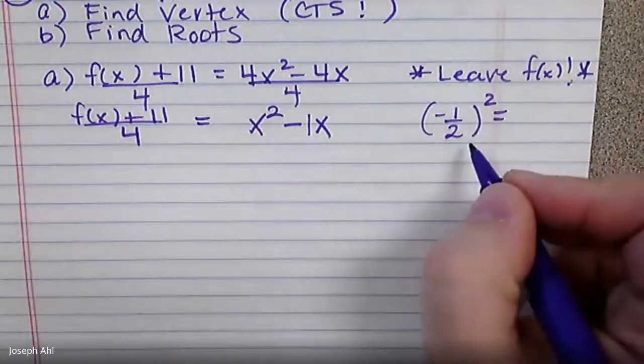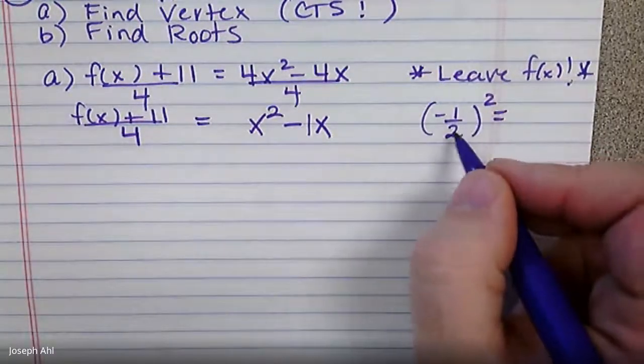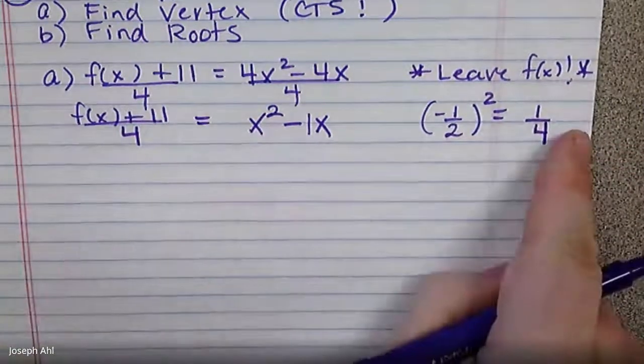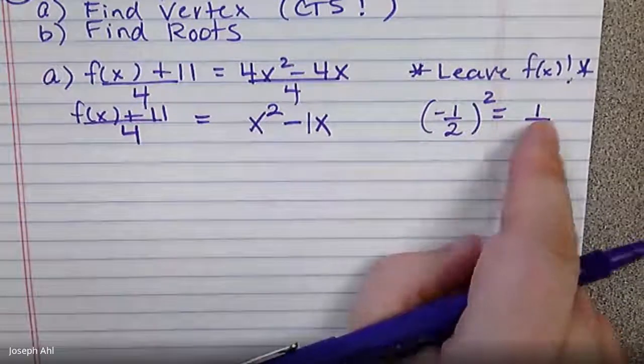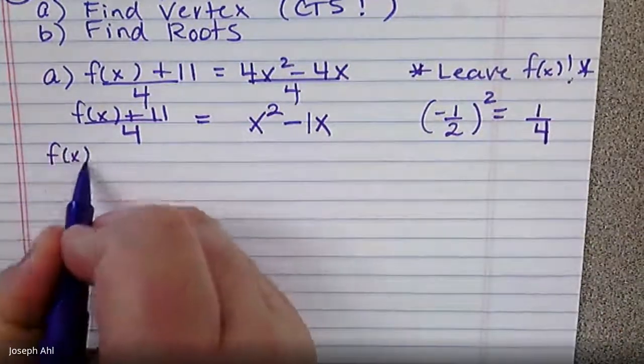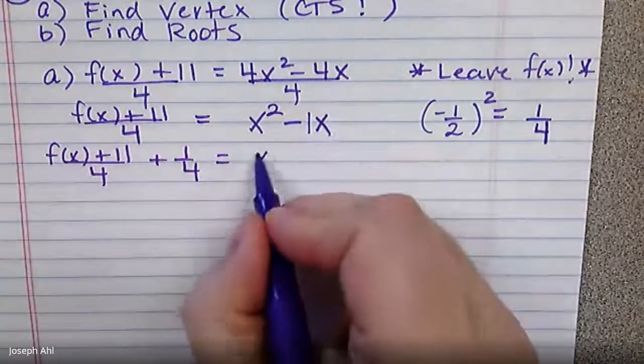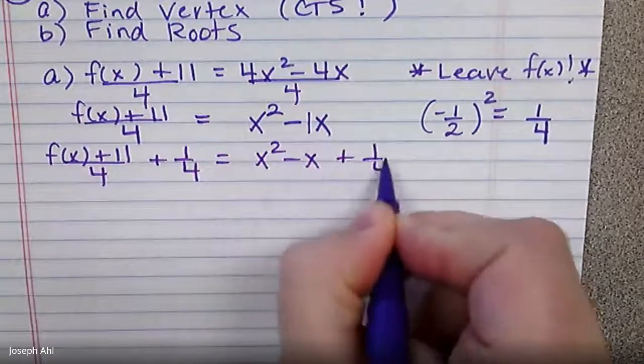So -1/2 squared, well, since 2 doesn't go in evenly, leave it as a fraction -1/2. And when you square -1/2, you get a 4th. Square the top, square the bottom. What do I do with 1/4? You're going to add it to both sides. X squared minus x plus 1/4.